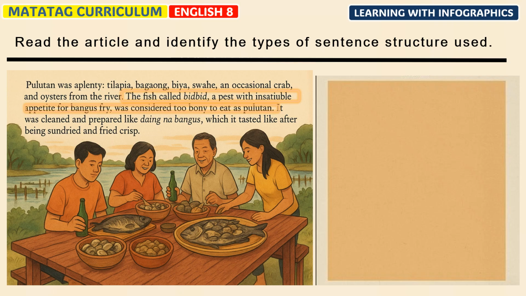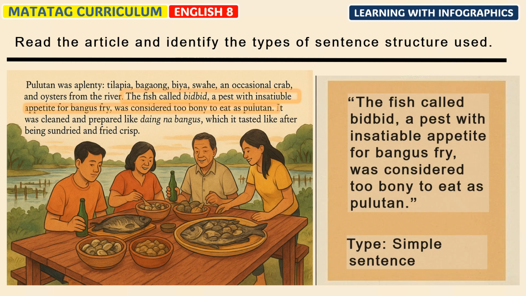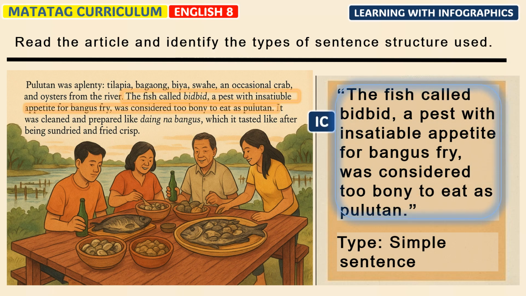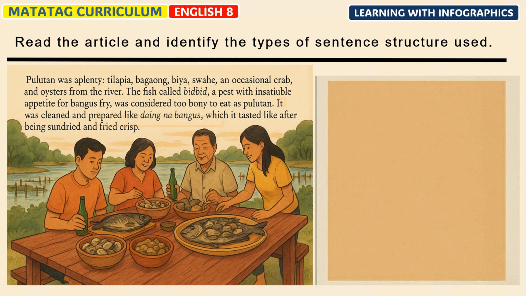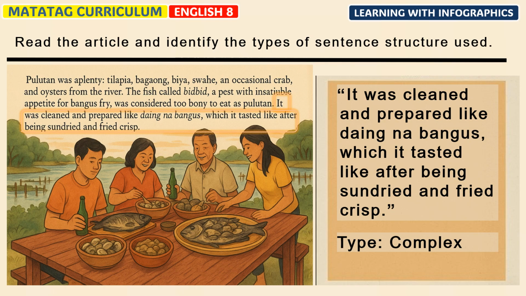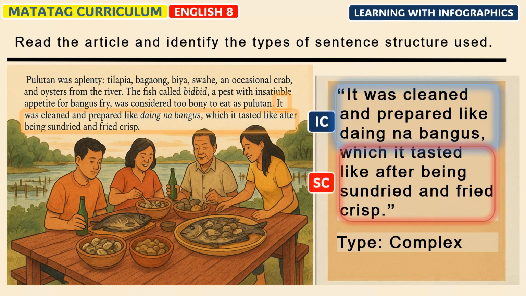The fish called bid-bid, a pest with insatiable appetite for bangus fry, was considered too bony to eat as pulutan. The structure of this sentence is simple. It has one independent clause. It was cleaned and prepared like daing na bangus, which it tasted like after being sun-dried and fried crisp. The structure of this sentence is complex. It has one independent clause and one subordinate clause.